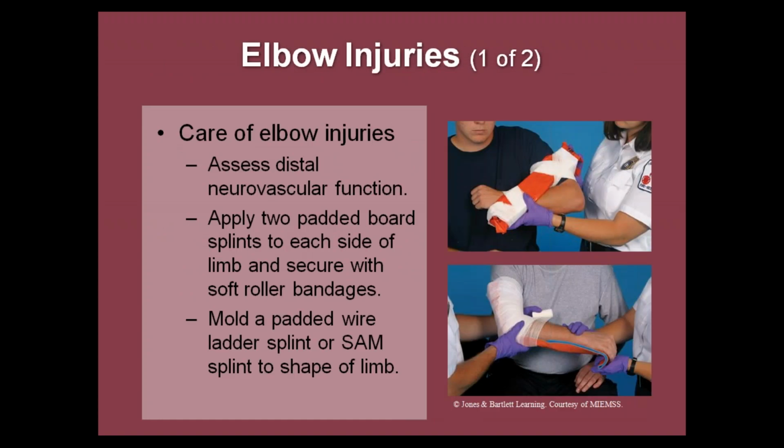Elbow injuries. You want to assess the distal pulse, apply two padded board splints, one to each side of the limb, and secure with a soft roller bandage. Mold a padded wire ladder splint or SAM splint to the shape of the limb. The best picture for us with this is the lower one, which shows the SAM splint being molded and then wrapped. As you can see, at the end where the hand is, they have it rolled over to apply a natural form, that neutral position for the hand.